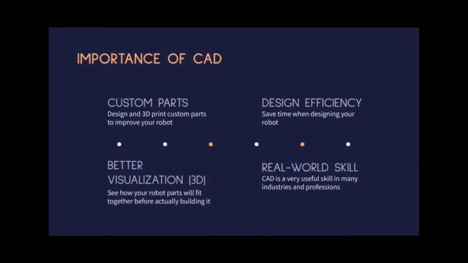CAD is important for a few different reasons. First, it can help you design and 3D print custom parts to improve the function of your robot. For example, last year we had a lift, so we printed out custom brackets for the lift. You can also save time by designing your robot and being able to see how the parts will fit together before you actually start to build. So that can help with just the planning aspect of things. And then lastly, CAD is a real-world skill that can be used in many industries, so it could be really helpful to learn it now.